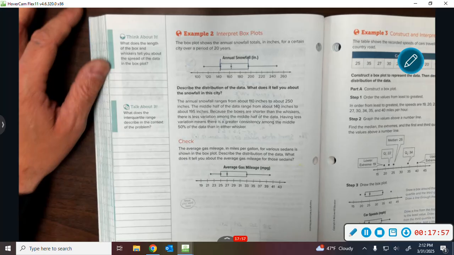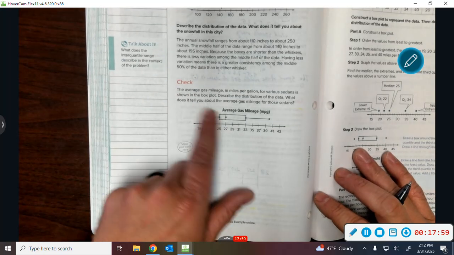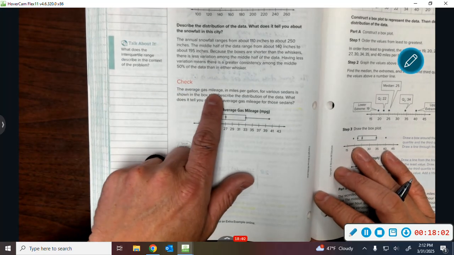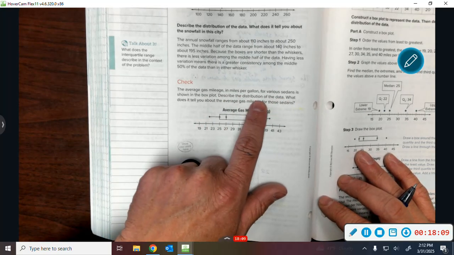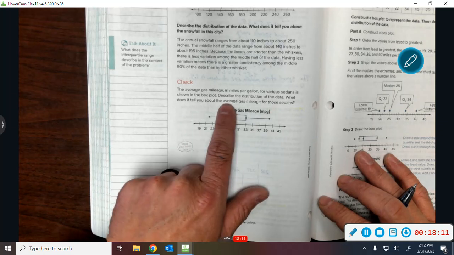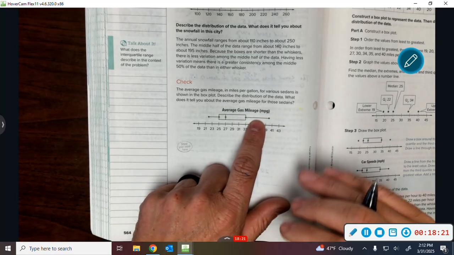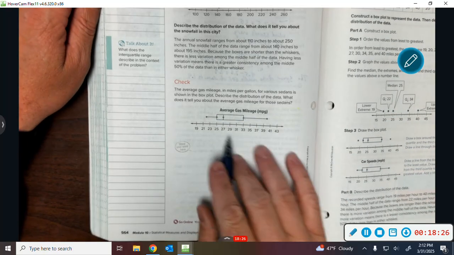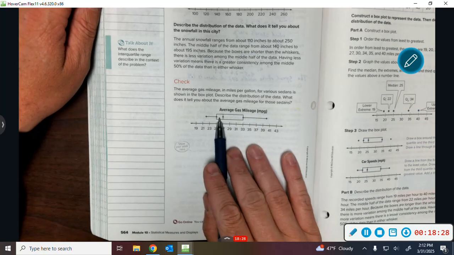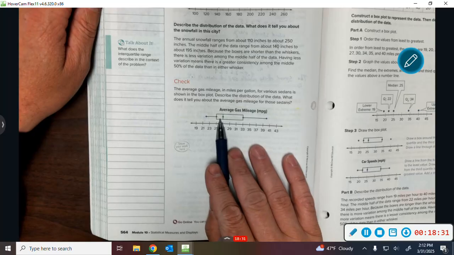Alright, so let's look at this one. The average gas mileage in miles per gallon for various sedans is shown in the box plot. Describe the distribution of the data. What does it tell you about the average gas mileage of those sedans? So when we're looking at this, what do you notice? Well, we notice our whisker over here is a lot longer than our box. So our boxes are more smushed in, especially in this lower quartile here.